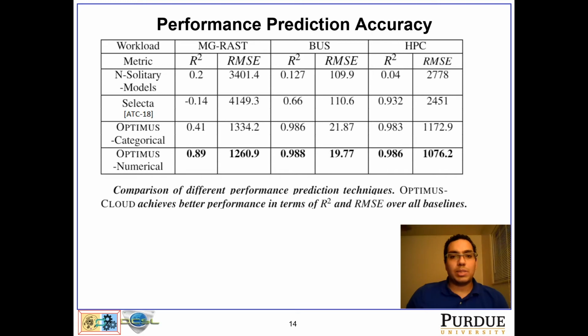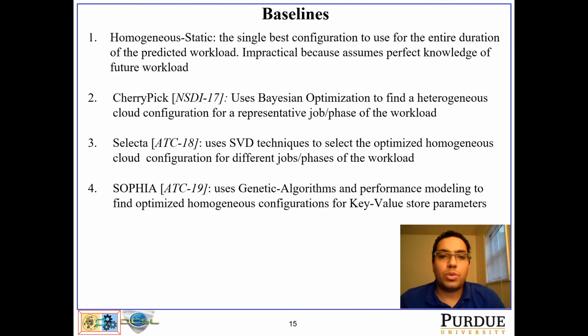One that describes the VM type or size as a categorical parameter, versus a second that describes the VM type or size in terms of its number of cores, amount of memory, and network bandwidth, which we call Optimus numerical. This numerical model achieves better performance than all other baselines due to its ability to perform transfer learning between different VM types and sizes. We also introduce the 4 baselines that we compare the performance of Optimus Cloud to.